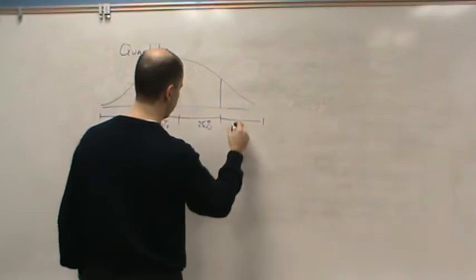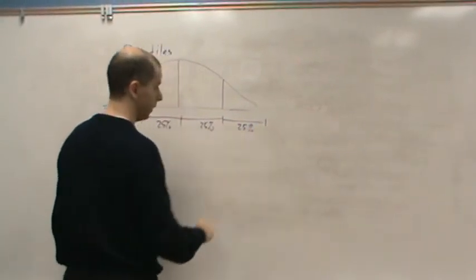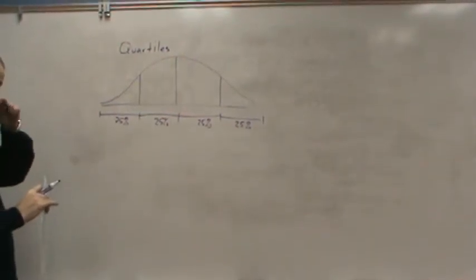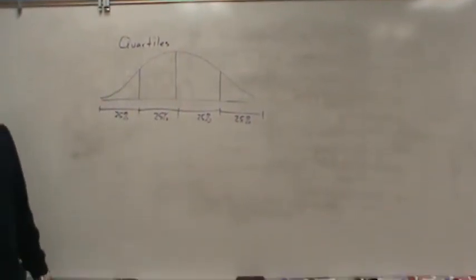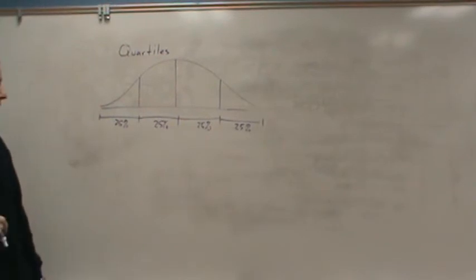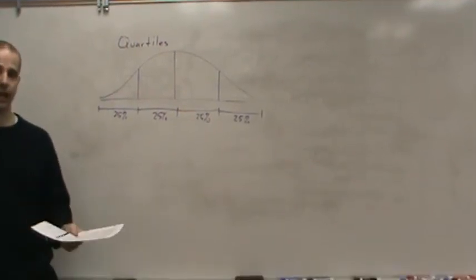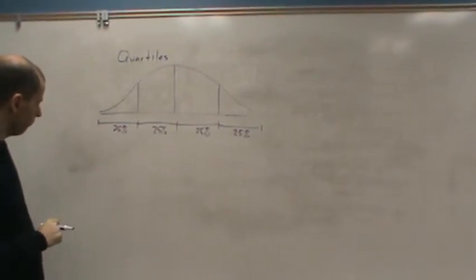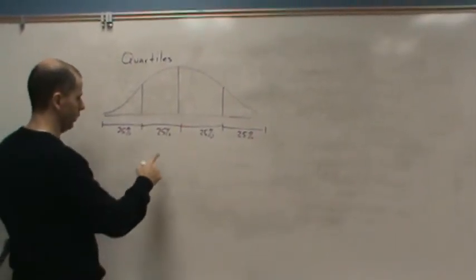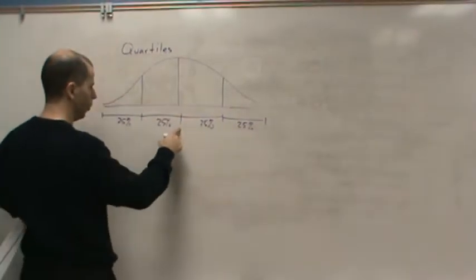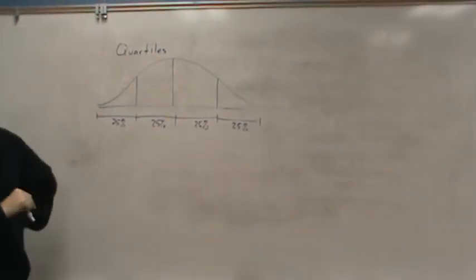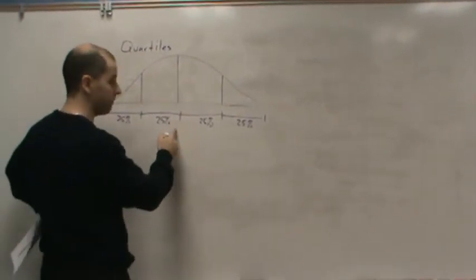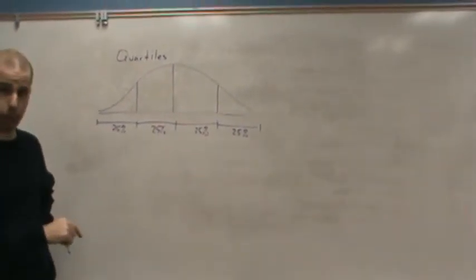So we get 4 equal parts that each contain 25% of the data. Notice a couple of things. Let's compare this to percentiles. Look at here. If we look at this, what percentage of the data falls below that? 50%. So this mark here is the 50th percentile.